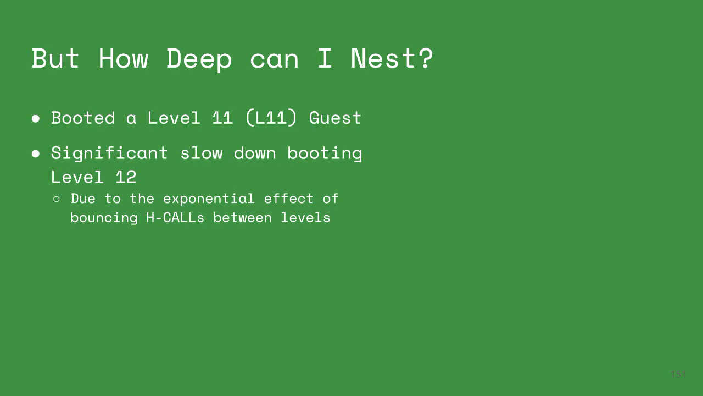Now, the one question you all actually came here for, of course, is, but how deep can you nest? Well, I managed to boot a level 11 guest before I saw significant slowdown. So it was when you're booting level 12, it got almost pretty much unusably slow. This is due to the exponential effect of when you're bouncing around H calls between levels. But I mean, I can't see a good use case for a level 12 guest anyway.